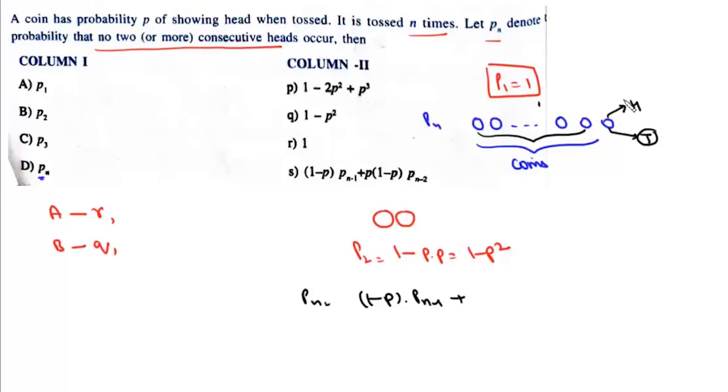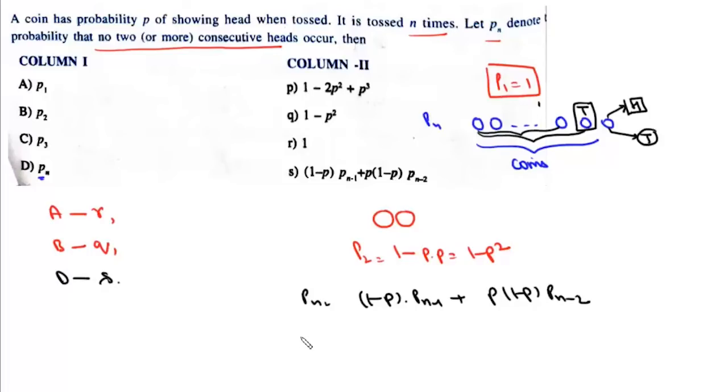But if it is heads here, then here it must be tails. Otherwise we'll have two consecutive heads. And if these two are decided, then it can be any configuration in n minus 2 coins. Then it will be this heads, which is P, tails, which is 1 minus P, and then it will be P n minus 2. That means this D, it matches with S.